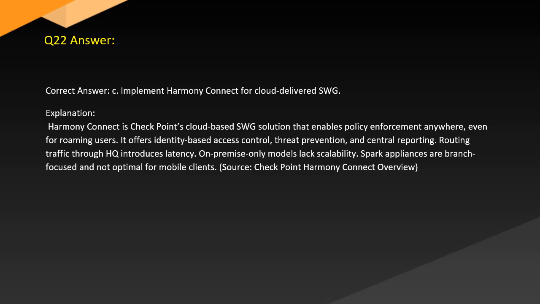Answer. Correct answer: C. Implement Harmony Connect for cloud-delivered security. Explanation. Harmony Connect is Check Point's cloud-based security service that enables policy enforcement anywhere, even for roaming users. It offers identity-based access control, threat prevention, and central reporting. Routing traffic through HQ increases latency. On-premise-only models lack scalability. Spark appliances are branch-focused and not optimal for mobile clients. Source. Check Point Harmony Connect overview.